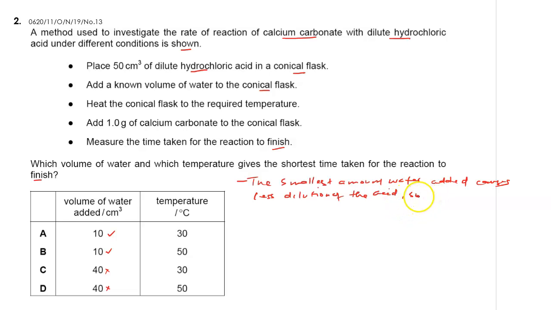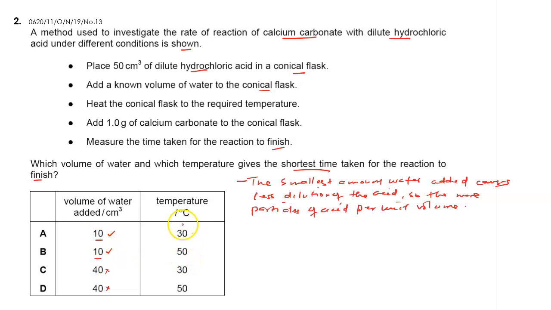So the more acid particles are present for the reaction, more particles of acid per unit volume. So this will mean the reaction is going to be a little bit faster, and therefore it will take the shortest time for the reaction to finish if you have more acid particles per unit volume. So that's why we are saying you need to add little water.